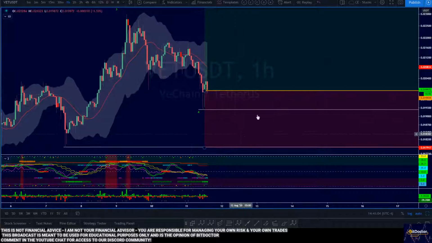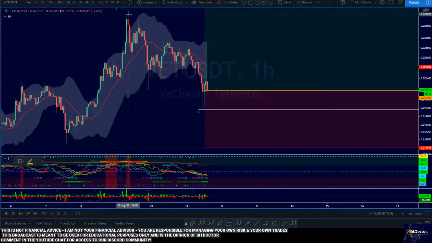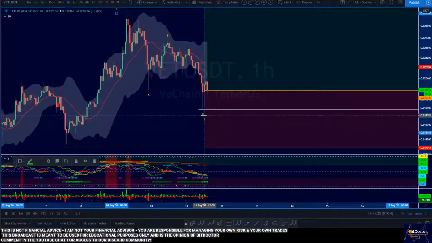I think accumulating VeChain in this red zone is probably going to work out over time. We've got a nice ABC, ABC, ABC. This looks like it could be done. That is what I see here. So again, from up here, we've got a nice A, we've got a B, and then we've got a C to complete this 4. So we should see a move up, and we shouldn't violate this.